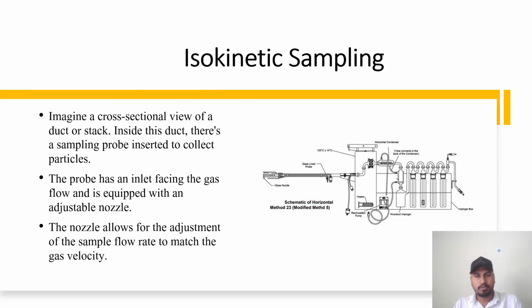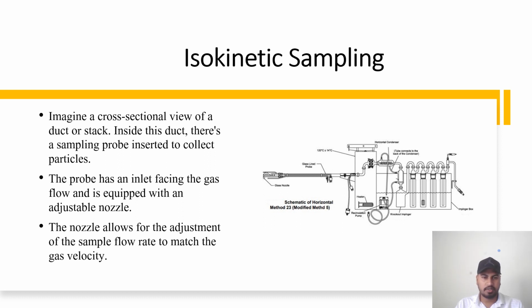Now we will be talking about isokinetic sampling. You can see the picture of a cross-sectional view of a duct or stack. Inside this duct there is a sampling probe inserted to collect particles. The probe has an inlet facing the gas flow and is equipped with an adjustable nozzle. The nozzle allows for the adjustment of the sample flow rate to match the gas velocity.